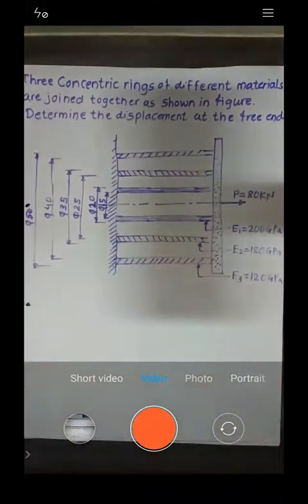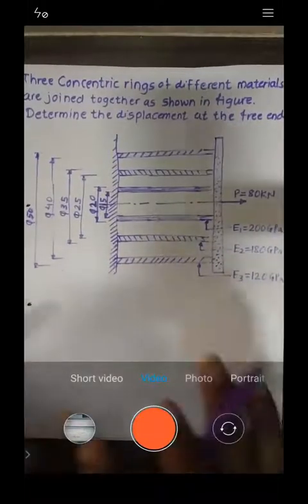Tell me how to proceed with the problem. What is the very basic step in FEA? Discretization. Right, discretization. What is discretization? It is basically dividing the entire domain into a number of subdomains.